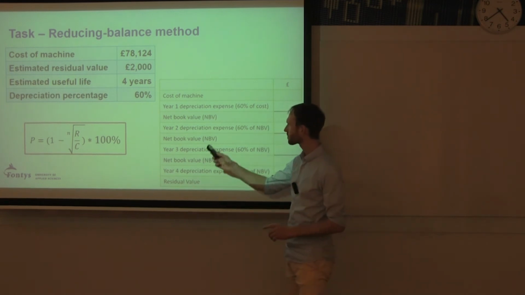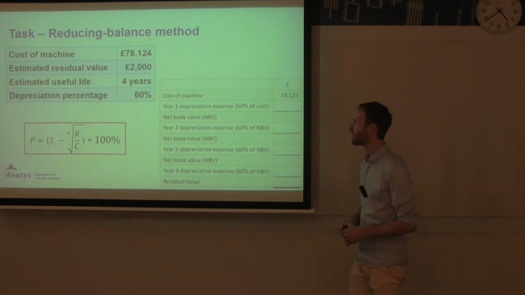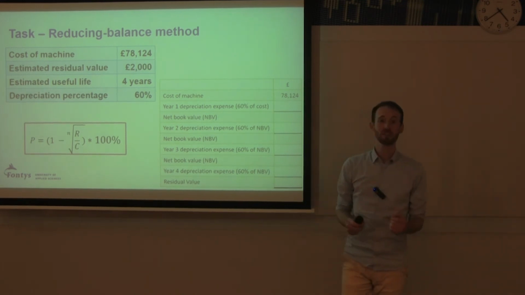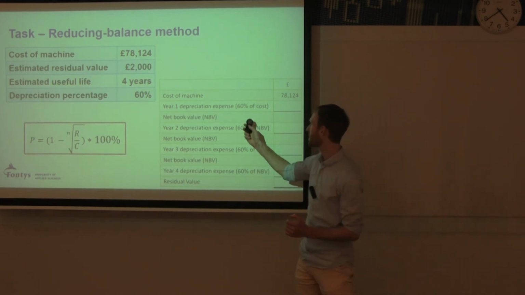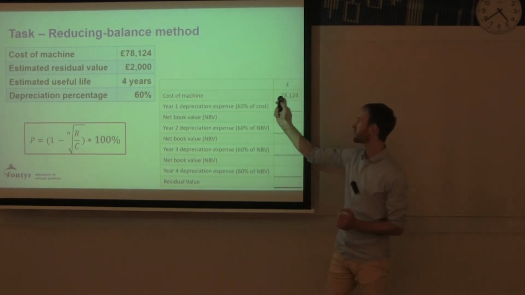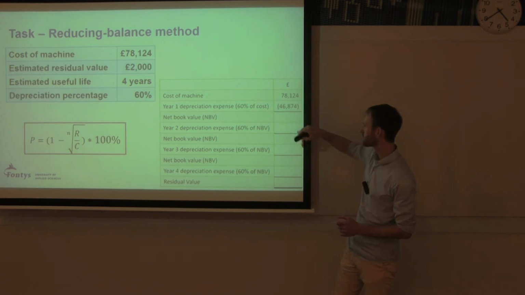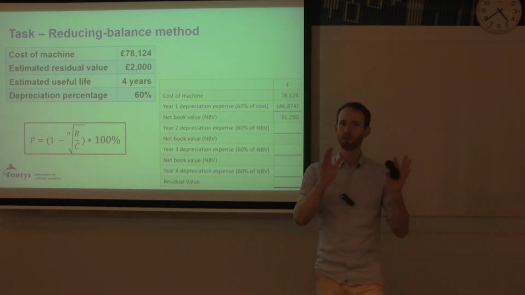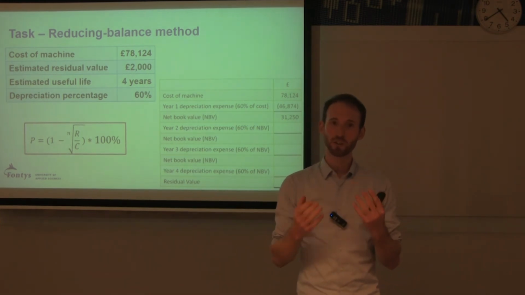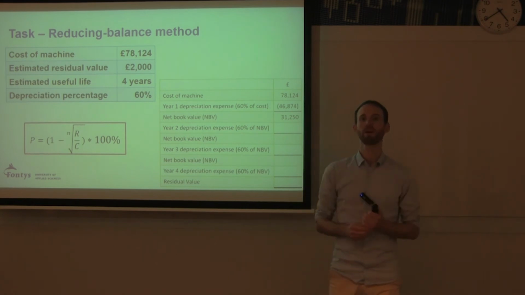So with the cost of the machine of 78,124, if you want to know now what the depreciation in year 1 is, we simply take 60% of this. So year 1 depreciation is 60% of this, and this would be 46,874. Net book value is simply this minus this, giving us 31,250. So that's all year 1. And as I told you, for year 2, we have to do the process again. So it's an iterative process, basically.